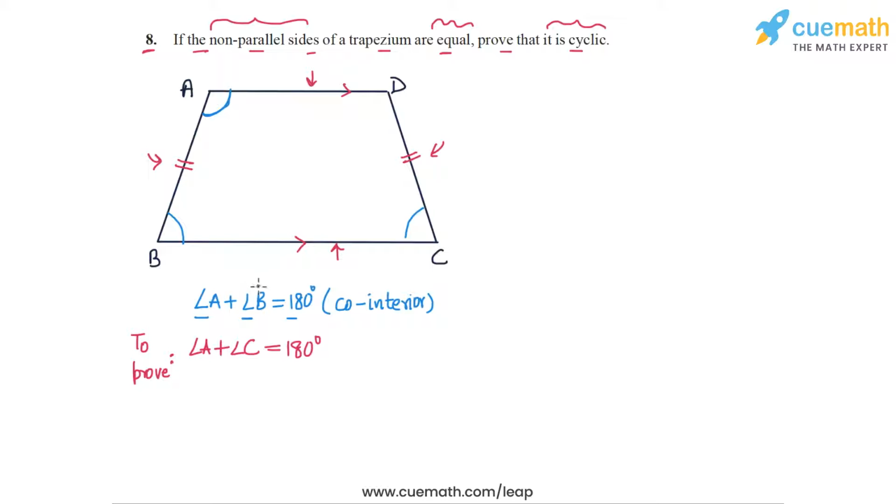If we are able to prove that angle B and angle C are equal, it will follow that angle A plus angle C is also 180 because we already know that angle A plus angle B is 180. So the objective of the proof will be to show that angle B is equal to angle C. This is the reasoning that we're going to use in this problem. So here's how we can show that angle B is equal to angle C.